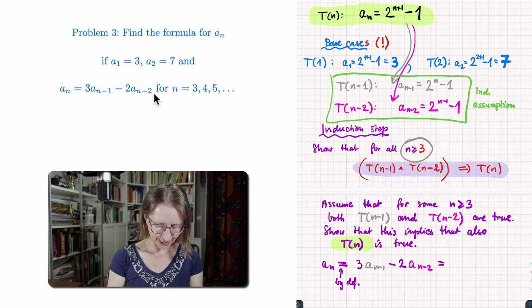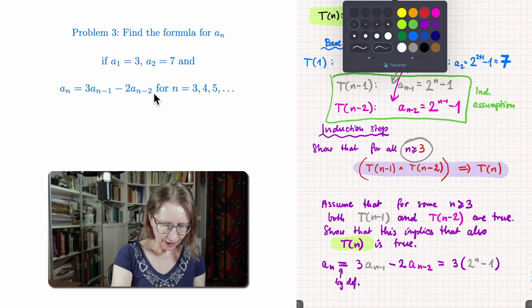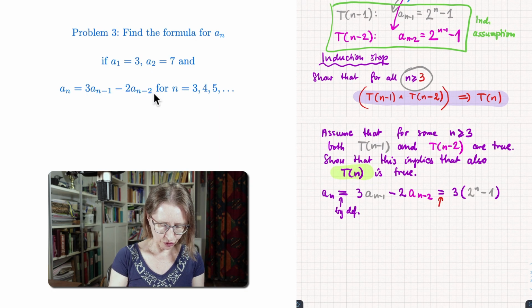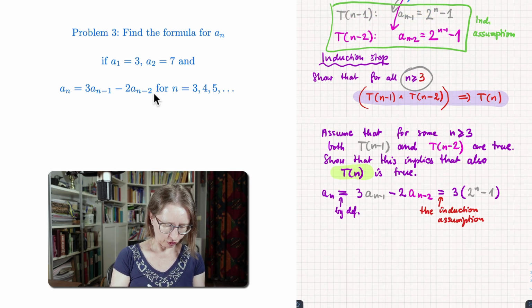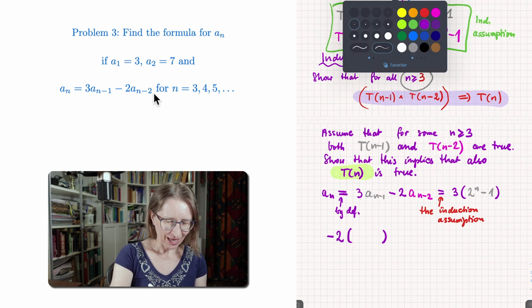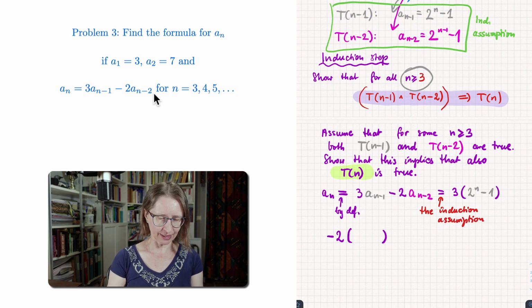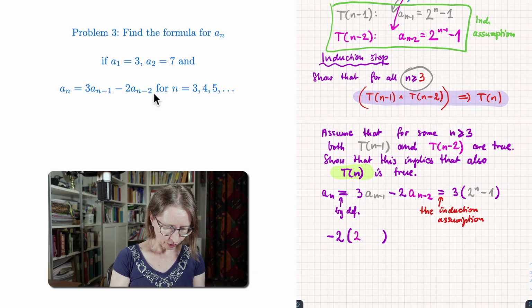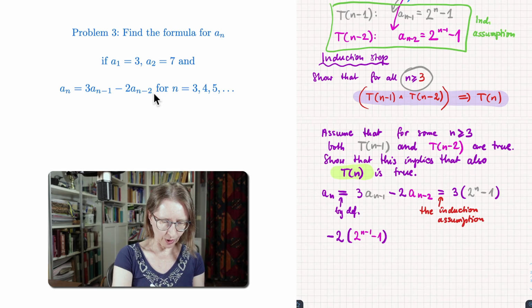And this means that I get here 3 times. And now the expression for a n minus 1 is 2 to the power n minus 1. So here I use the induction assumption. And then I continue with my formula. Further I have minus 2 times a n minus 2. And here I can also use the induction assumption. Here I will get 2 to the power n minus 1 minus 1.